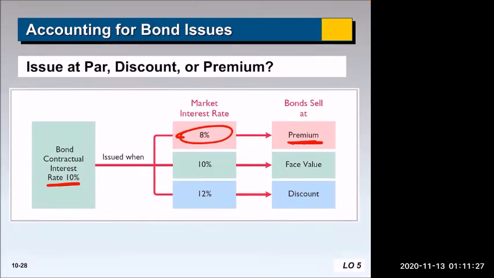Everybody wants my bond. They're willing to pay me more money for it because they're going to get a higher interest payment from me than they are from anybody else. If my rate is higher, I'm paying them $1,000 a year. If they buy this one, they're only going to get $800 a year. So they might be willing to pay me more money for the fact that they're going to get a higher interest payment.